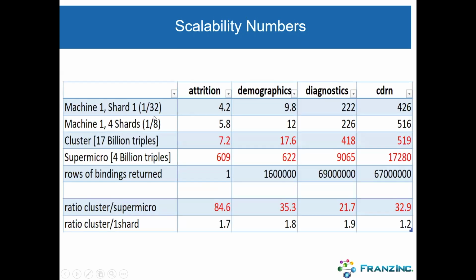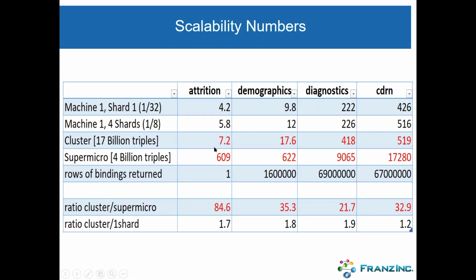And if you look at the results, here you see that if we did the attrition query on one shard on one of the machines, it's only 1/32 of the data, so you can do the query in 4.8 seconds. If I put the same query on one machine in the cluster, it would be 5.8. But if I did the query on the entire cluster, it would take about 7.2 seconds. And this query returned only one result, which is the count of how many people we lost.